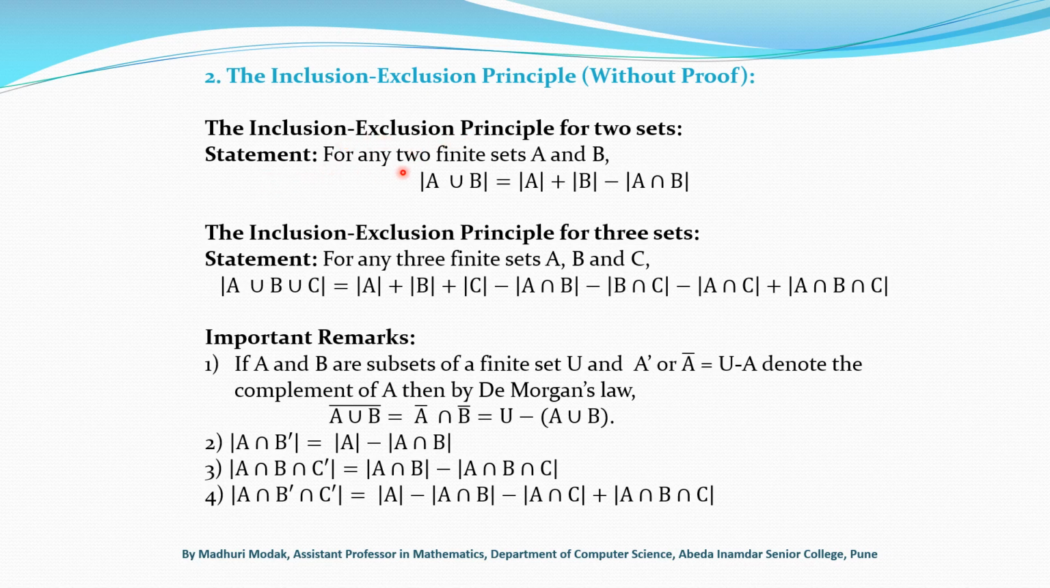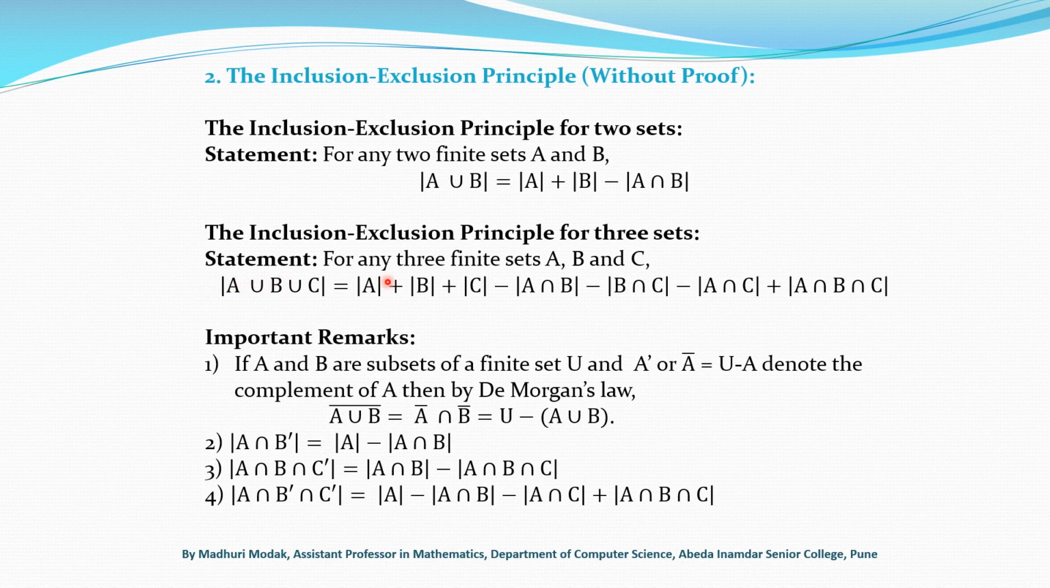For any two finite sets A and B, cardinality of A union B is equal to cardinality of A plus cardinality of B minus cardinality of A intersection B. That is, if A and B are any two finite sets, then number of elements in either A or B together is equal to number of elements in A plus number of elements in B minus number of elements in their intersection.